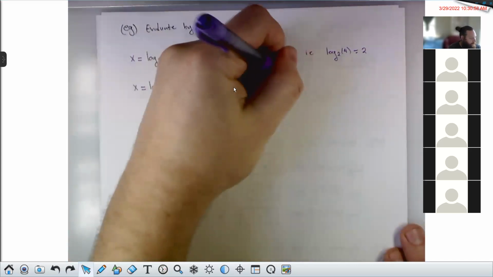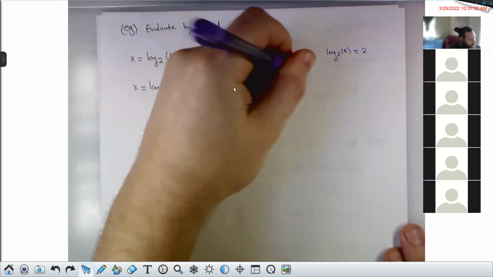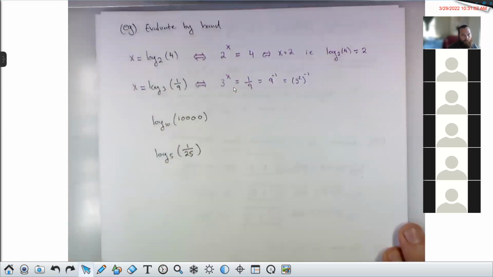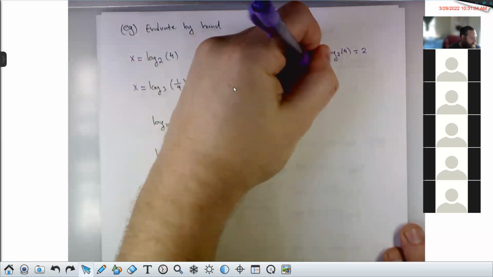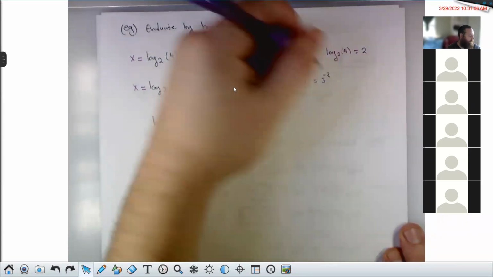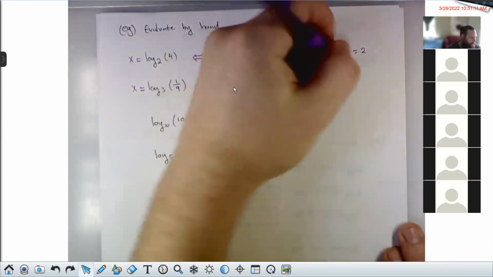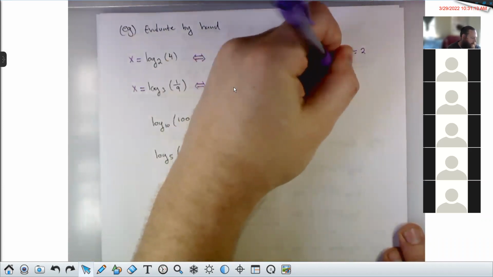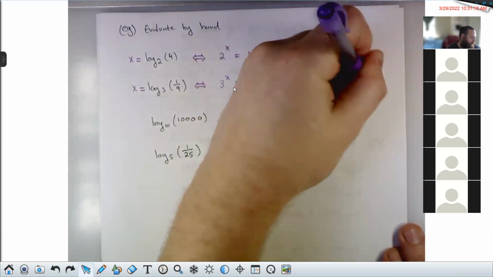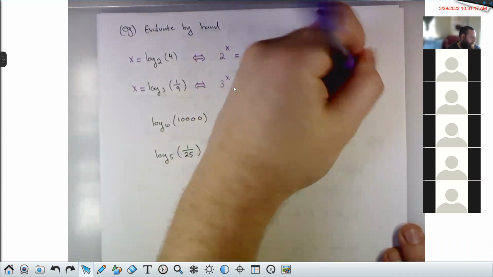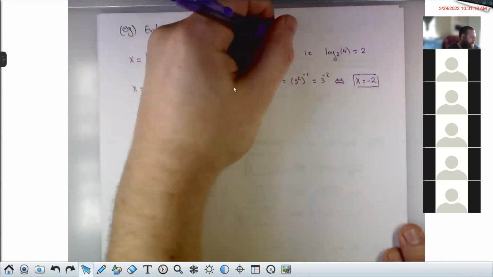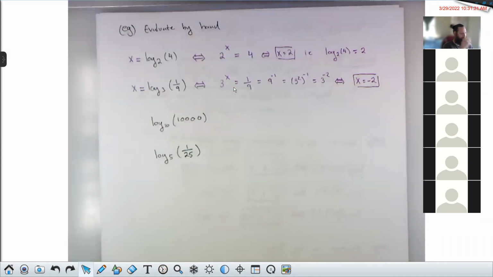You can rewrite 1/9 as 9 to the -1. And then, 9 is 3 squared. So this is 3 squared to the -1. And then you can say, okay, that's the same as 3 to the -2. So if 3 to the x is going to be equal to 3 to the -2, x has to be -2. In other words, the base 3 log of 1/9 is -2.